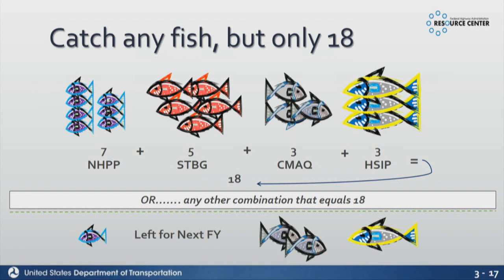So we're telling you can only catch 18. You can use 7 from the NHPP, 5 from STBG, 3 from CMAQ, or any other combination. It's really up to you to decide what color of money you use in a given year, but we're giving you a limit on how much you can use in that year. What you don't use in a given year will carry over into the next year of your funding, but your obligation limitation is only good for 1 year. Now that I've completely screwed up the whole fishing analogy, are there questions for Bob on it?